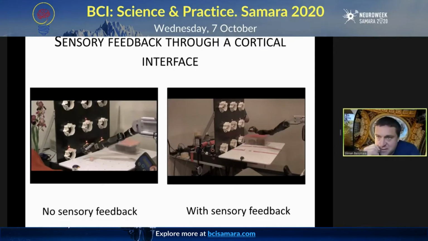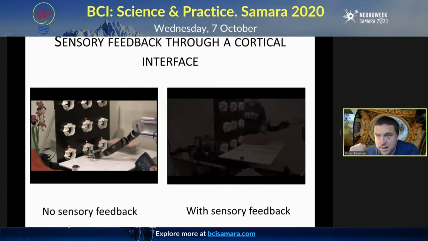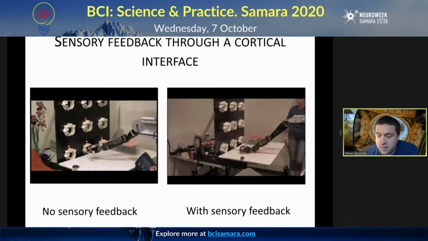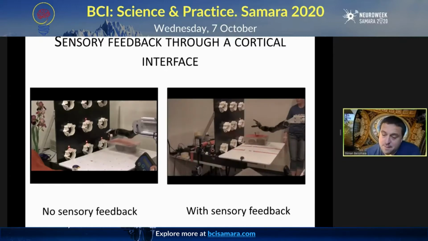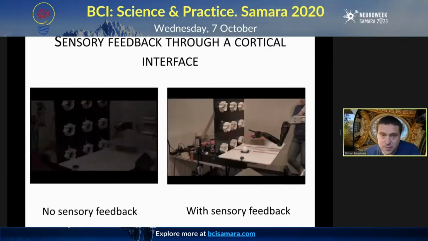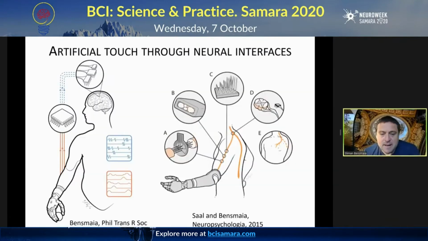And what I want to spend the rest of the time talking about is how we can do better than that, and what we expect to happen when we do. So I opened this talking about cortical interfaces, where the idea is to take the output of the sensor and produce patterns of electrical stimulation of the brain.